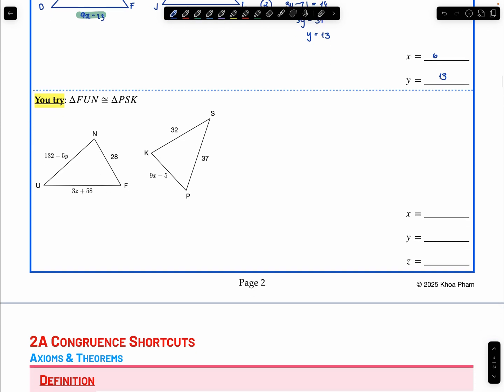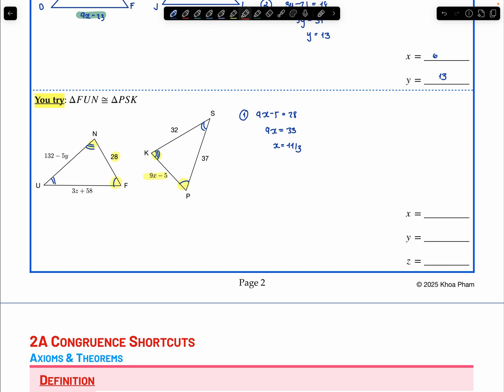Last but not least, try this for yourself. Answers come in 5, 4, 3, 2, 1. F, U, N. Pasca is P, S, K. So let's see what X matches up with. X here is on the 1 and 3 wedge. 1 and 3 wedge means that that's 28. So numero uno, 9x minus 5 equals 28. 9x equals 33. And so x equals 11 thirds.